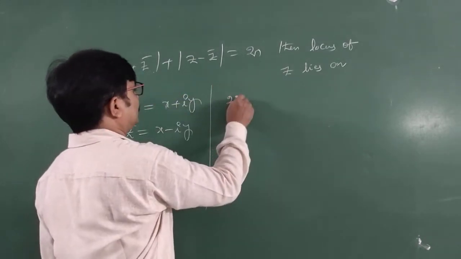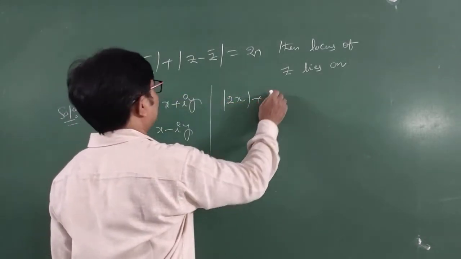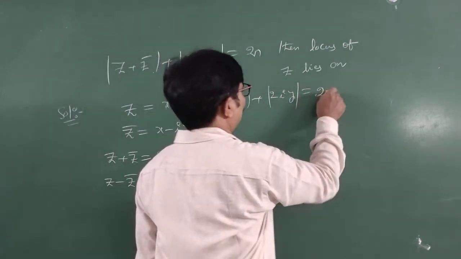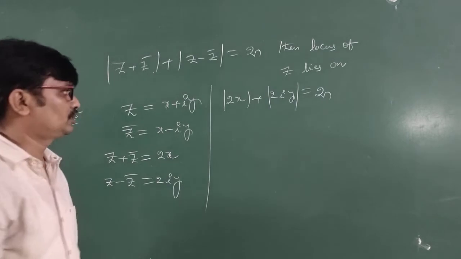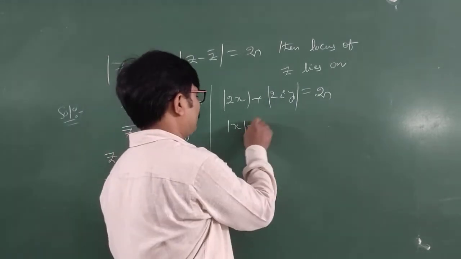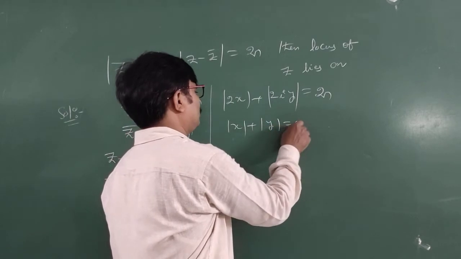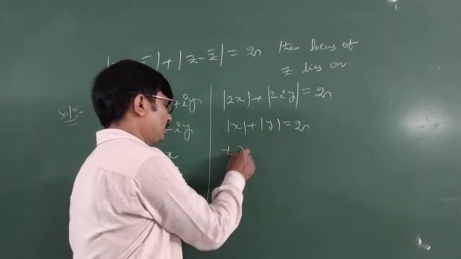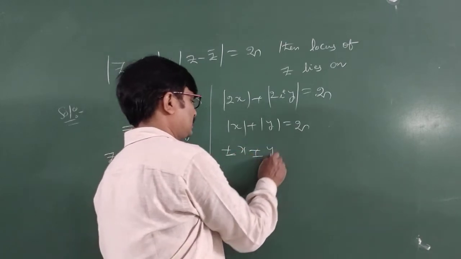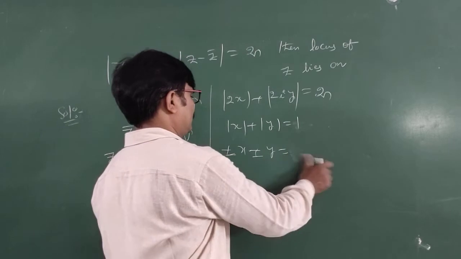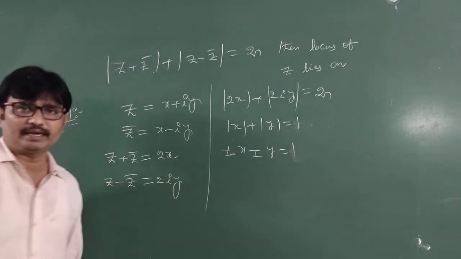This is nothing but 2x, this is, students, 2iy equal to 2. Now divided by 2 on both sides. This is mod of x, mod i is 1, mod y equal to 2. Mod x plus mod y equal to 2. That means plus or minus x plus or minus y equal to, what is the students, 1. Plus or minus x plus or minus y.